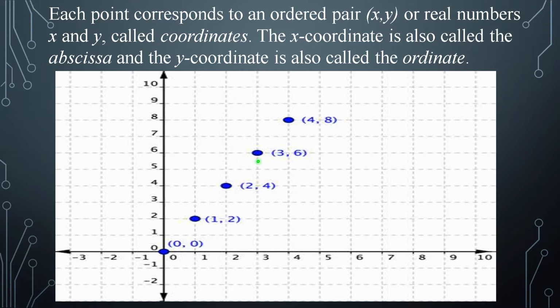So just like this one, we have also here the ordered pair (3, 6), which represents this point. This point has coordinates of 3 and 6. 3 is x, 6 is y. 3 is the abscissa, and 6 is the ordinate. Same thing with this one, (2, 4), and (1, 2), and also the origin (0, 0).